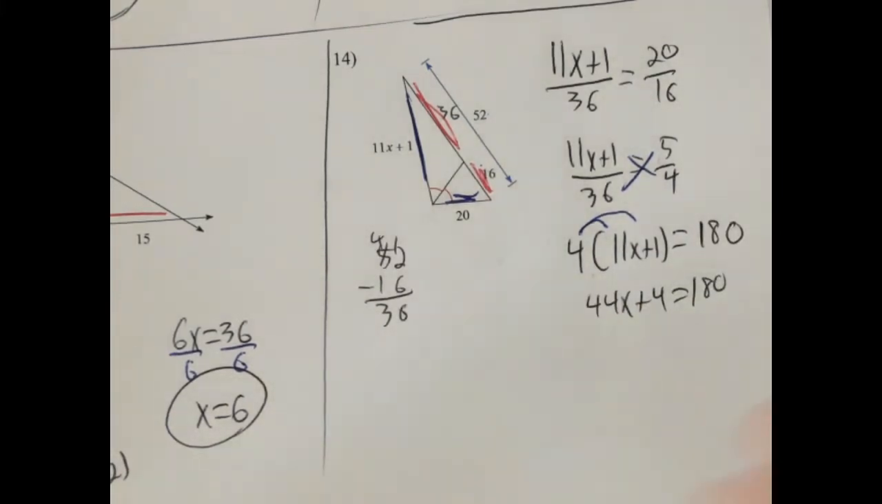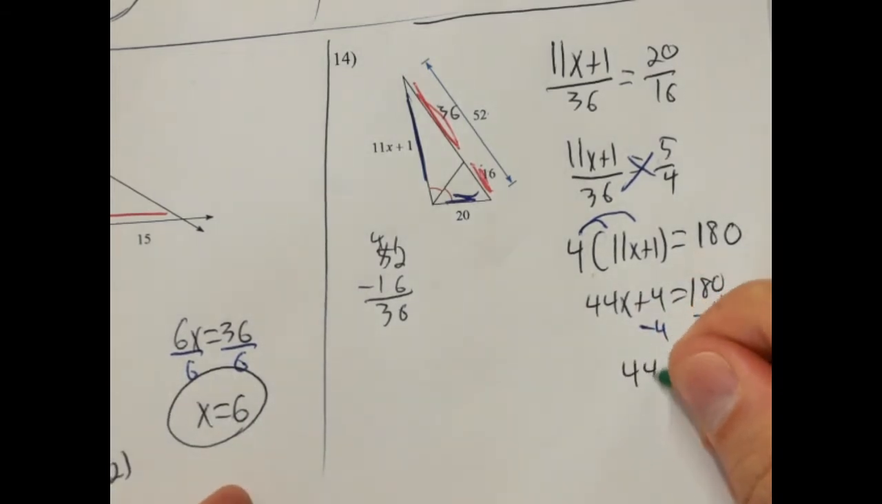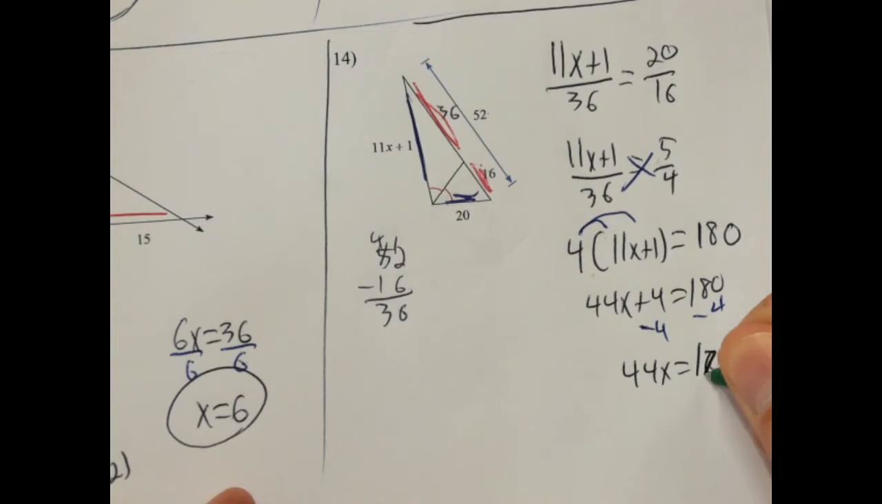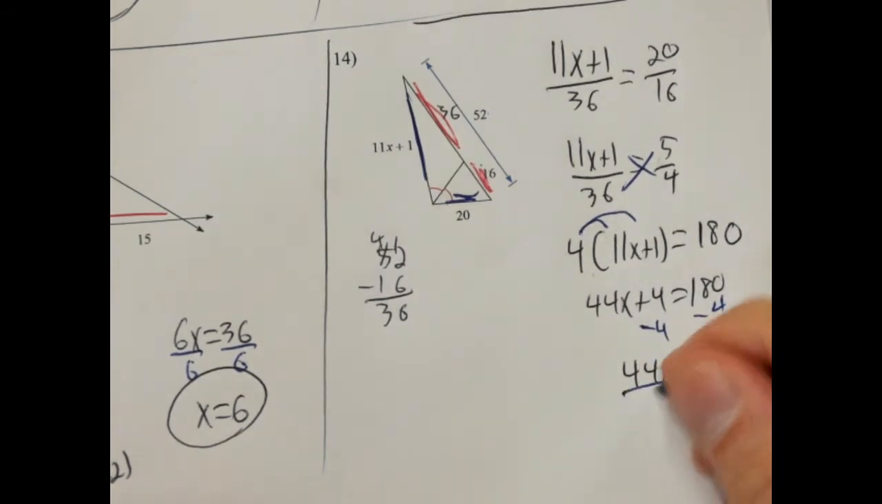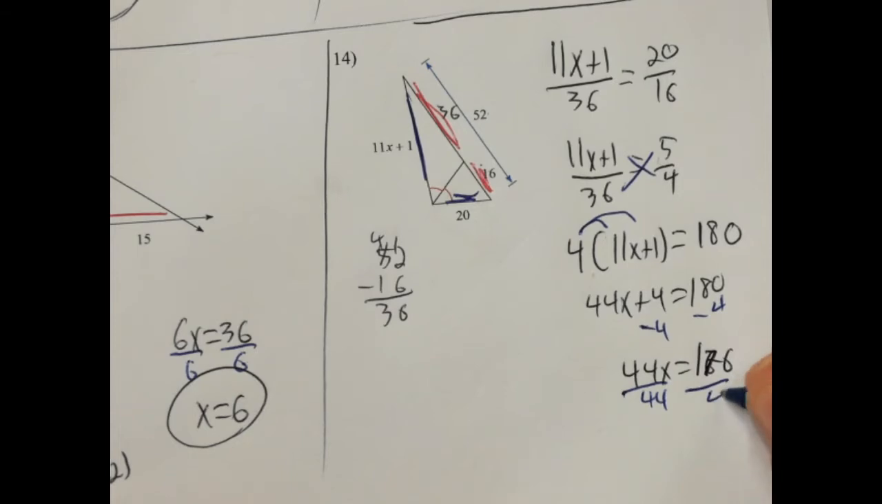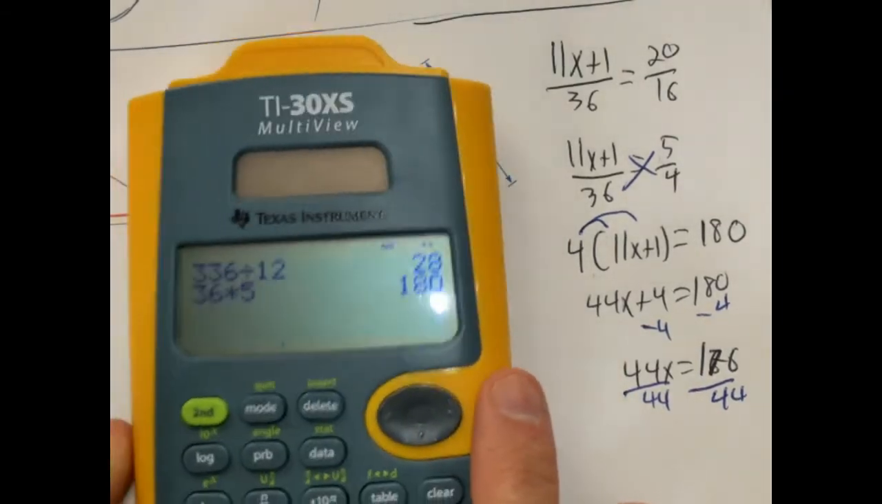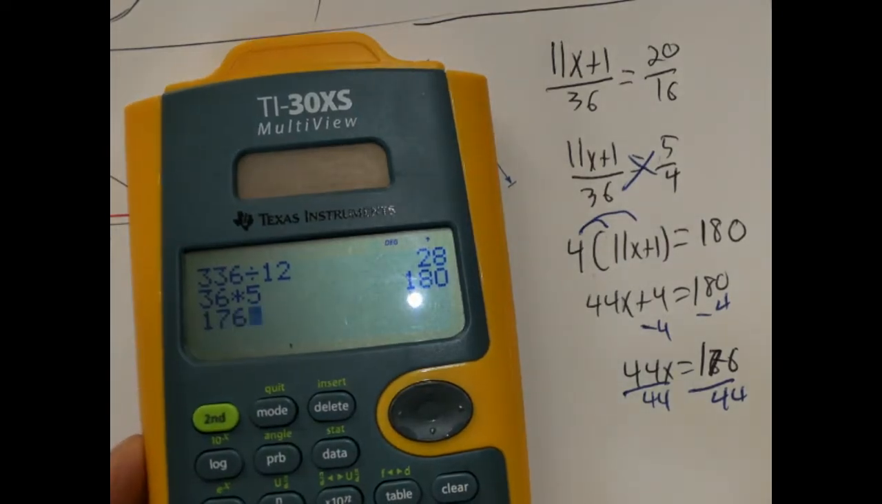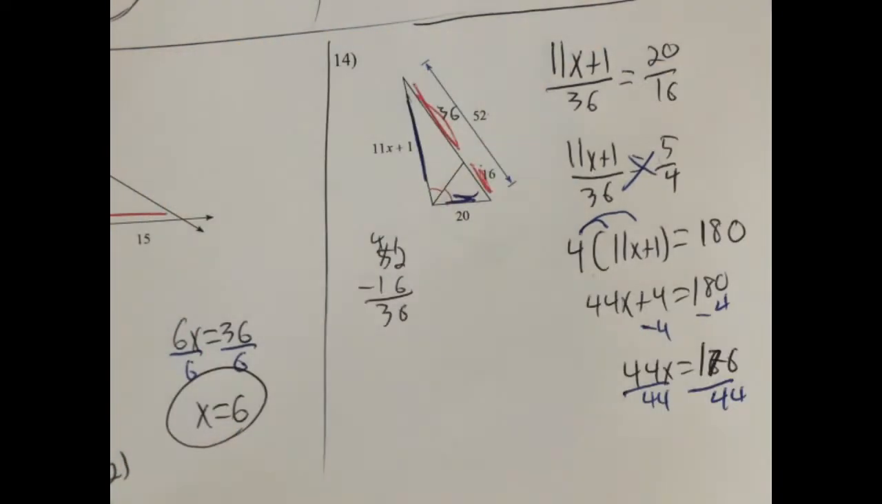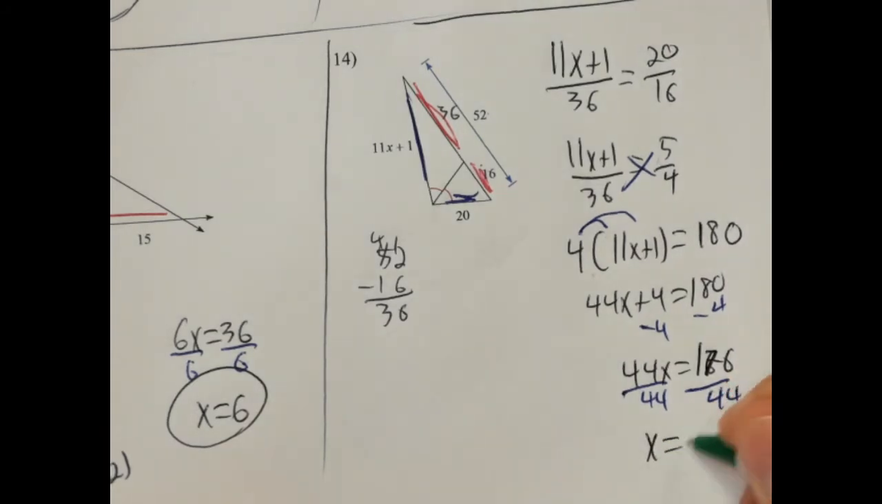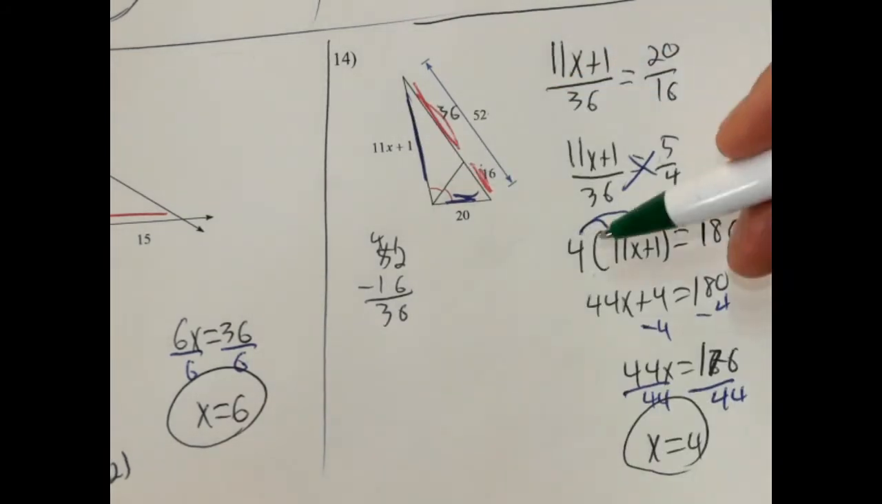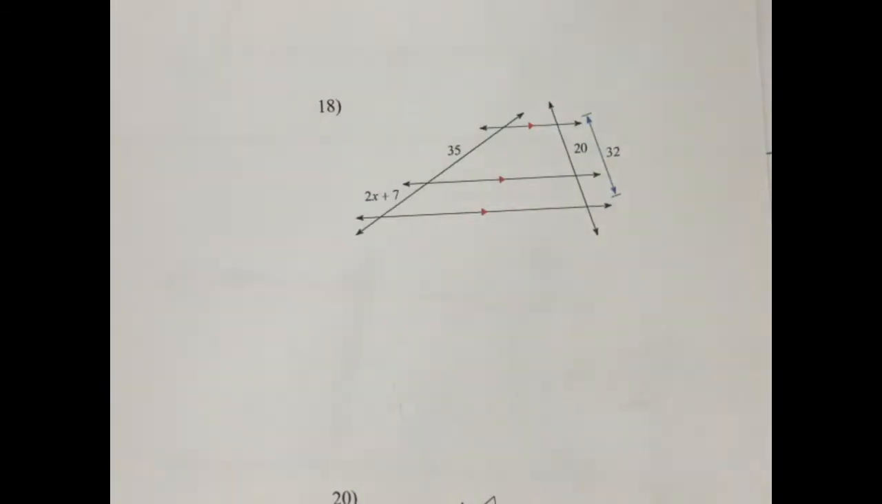I'm going to subtract 4 from both sides. So 44x equals 176. Divide by 44, which is our coefficient. And I think that's going to be 4, but let's just double check. 176 divided by 44. Yep, it's 4. And I think that's it. Yep, solving for x, so there we go. All right. Now, okay, we can finish this. We're almost done. Let's do the last here.